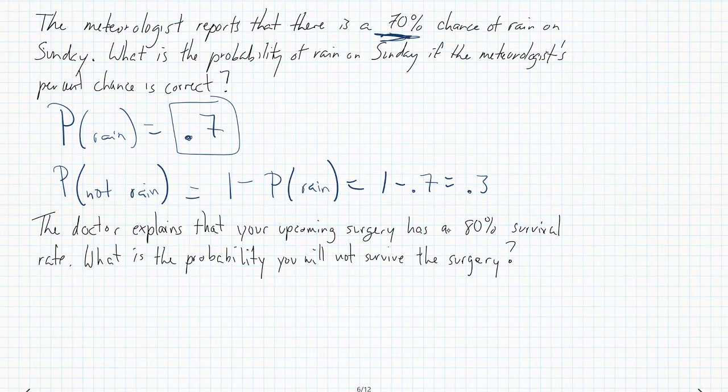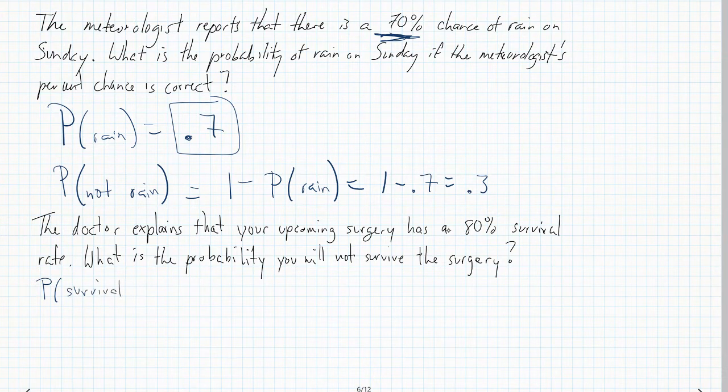Now, moving to probability, here's one. The reason why I like to bring up this forward and back kind of situation where we use this event not occurring, is because people will try and skew statistics, and the way they say things can actually impact how people view what's actually happening. So the doctor explains that your upcoming surgery has an 80% survival rate. What is the probability you will not survive the surgery? So most people say, oh, 80%, that sounds great.